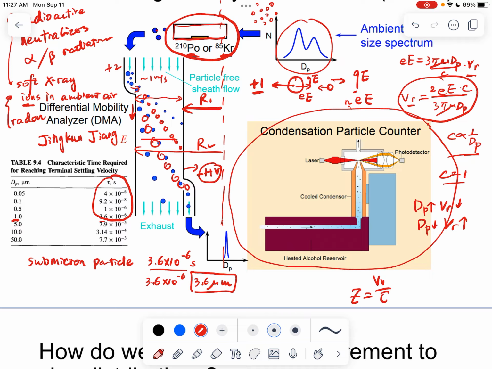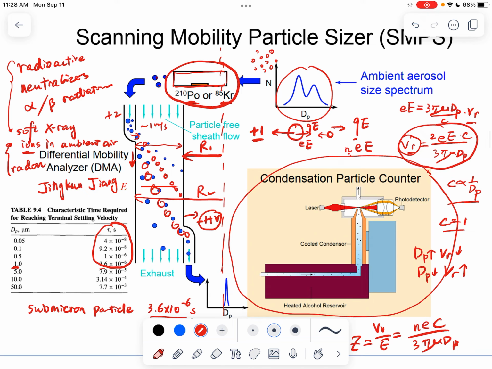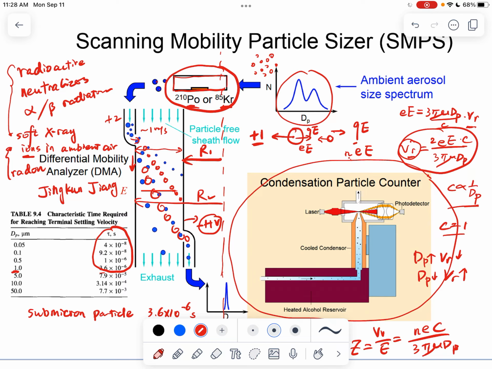So remember, the electrical mobility is this VR normalized by E, right? So that's basically nec divided by 3 pi mu dp. So the particles that can get selected will have the same horizontal velocity, right? Because of that, particles are getting selected when they have the same electrical mobility, or a specific electrical mobility. Okay, so this is how we select particles with different mobilities using the DMA.